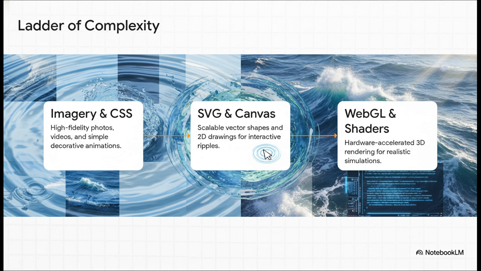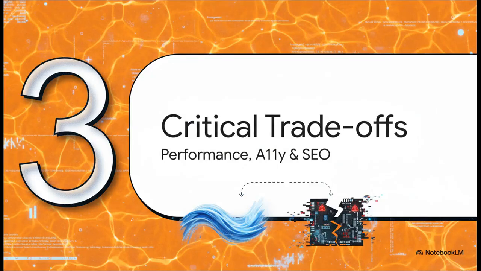If you want to add some interactivity, you climb up a rung to SVG or Canvas to create ripples that actually react to the user's mouse. And if you need a truly immersive physics-based 3D world, you climb all the way to the top with WebGL, which taps directly into the computer's graphics card for maximum power. Each step up adds visual flair, for sure, but it also adds a lot of technical weight. And that technical weight is so important.